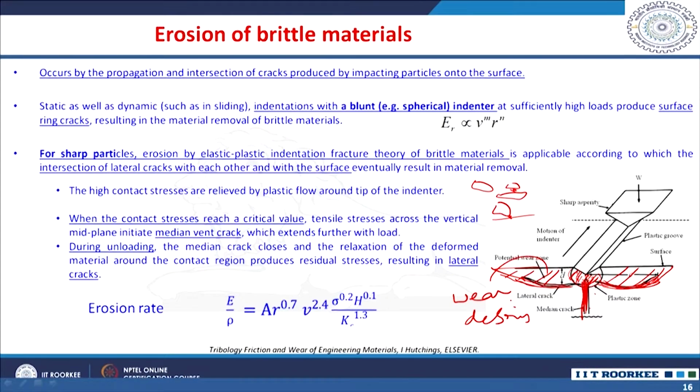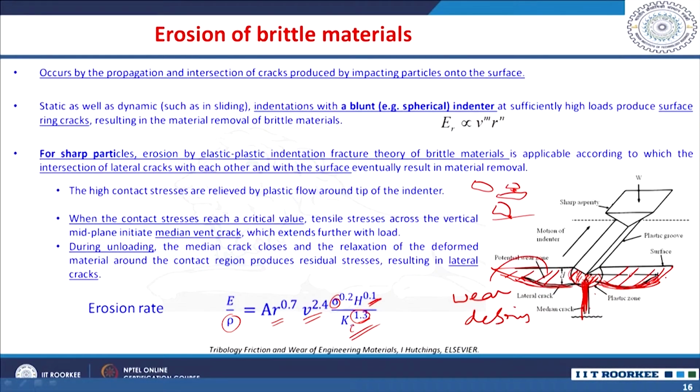So, erosion of brittle materials can be estimated by knowing the size of the particle, velocity of the particle coming, and the density of the erosive particle, and then hardness and fracture toughness of the eroded material. You can see the fracture toughness exponent is much more than the hardness exponent. So, we can also say the erosion is more dominated by the fracture toughness than the hardness for a brittle material. This rho is the density of the material being eroded.